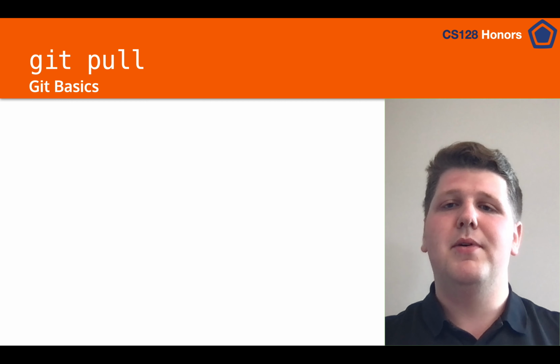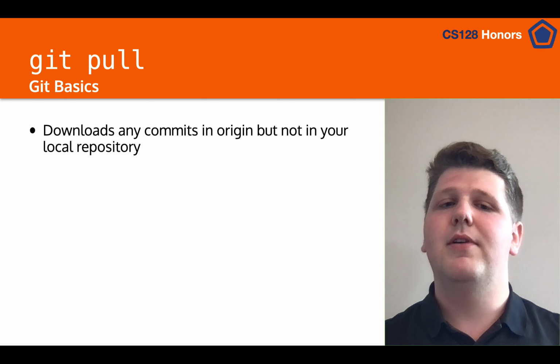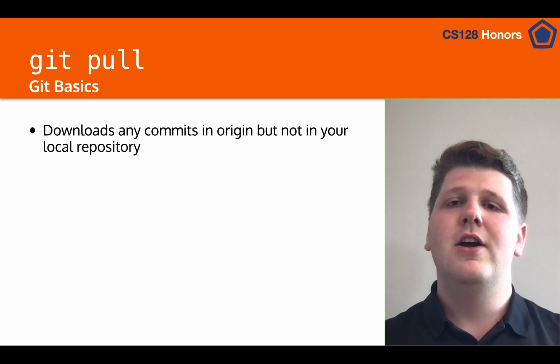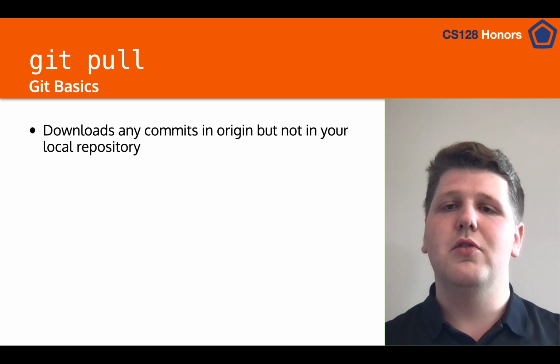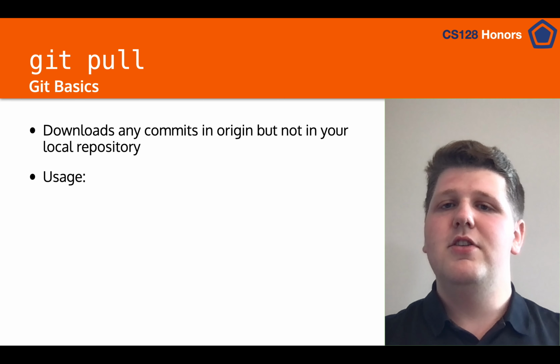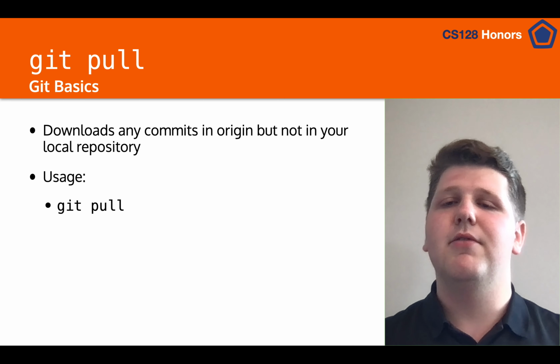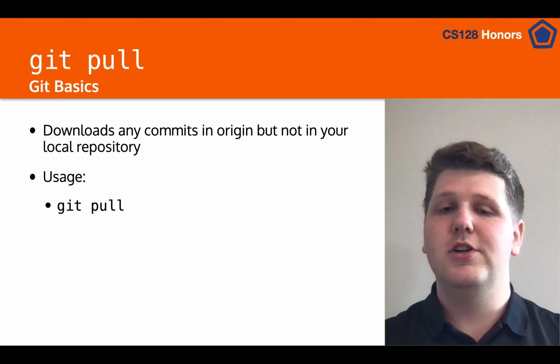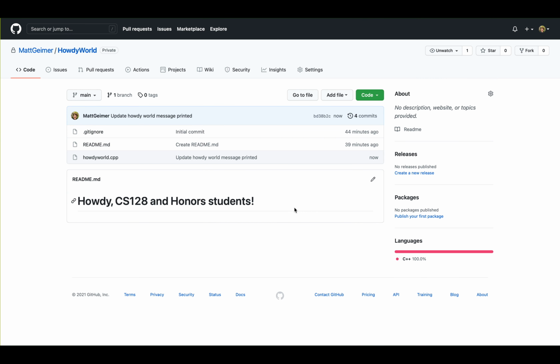So let's talk about git pull. Git pull is the command that will download any commits that are in Origin but not in your local repository, and will apply them to your local repository. To run it, all you have to do is have access to a repository and run git pull, similarly to git push. Let's take a look at it.